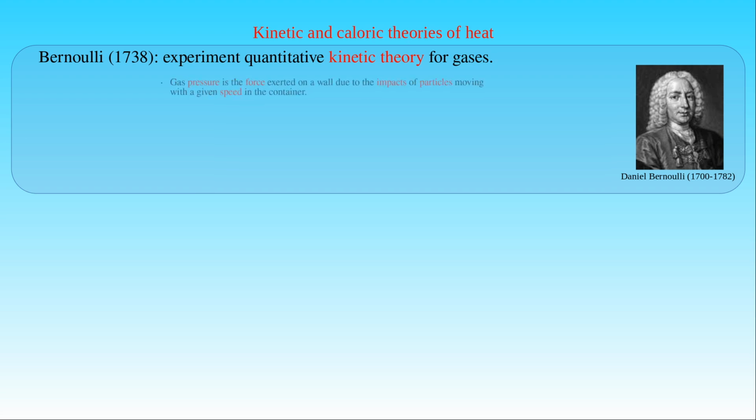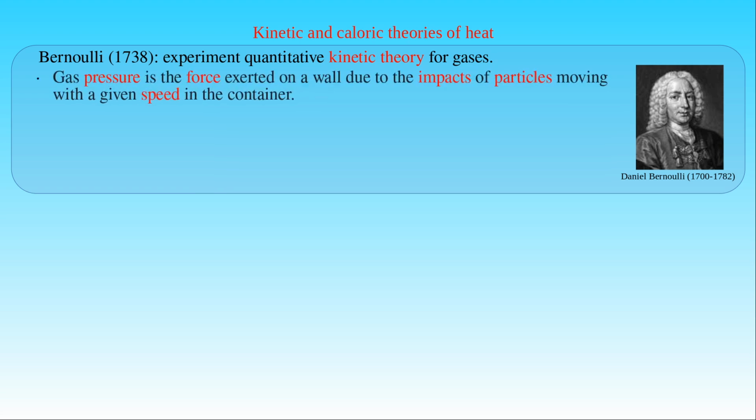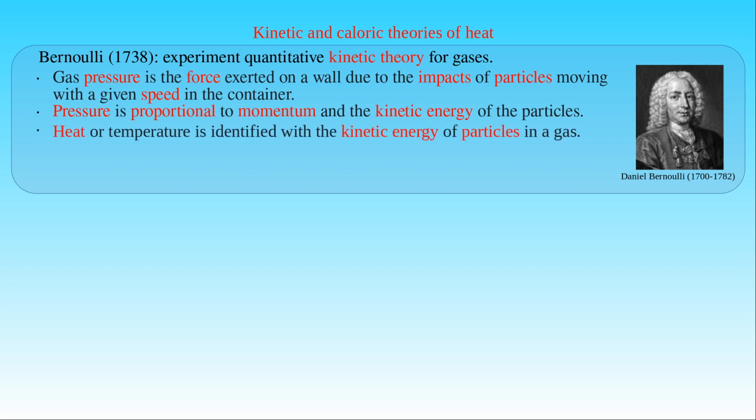He interpreted gas pressure as the force exerted on a wall of the gas container due to the impacts of particles moving with a given speed in the container. Since the force of each impact is proportional to the momentum of the particles, Bernoulli also showed that pressure is proportional to the kinetic energy of the particles. As a result, his theory introduced the idea that heat or temperature could be identified with the kinetic energy of particles in an ideal gas.